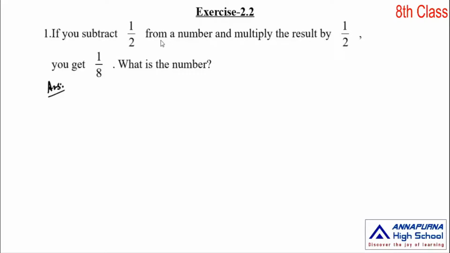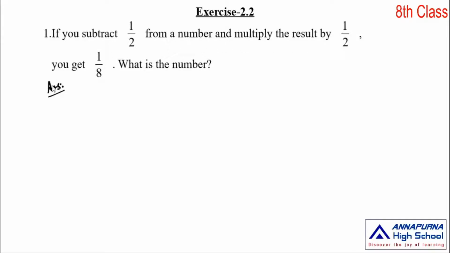Read the question carefully. If you subtract 1 by 2 from a number and multiply the result by 1 by 2, you get 1 by 8. What is the number? So here what is given and what do we require?